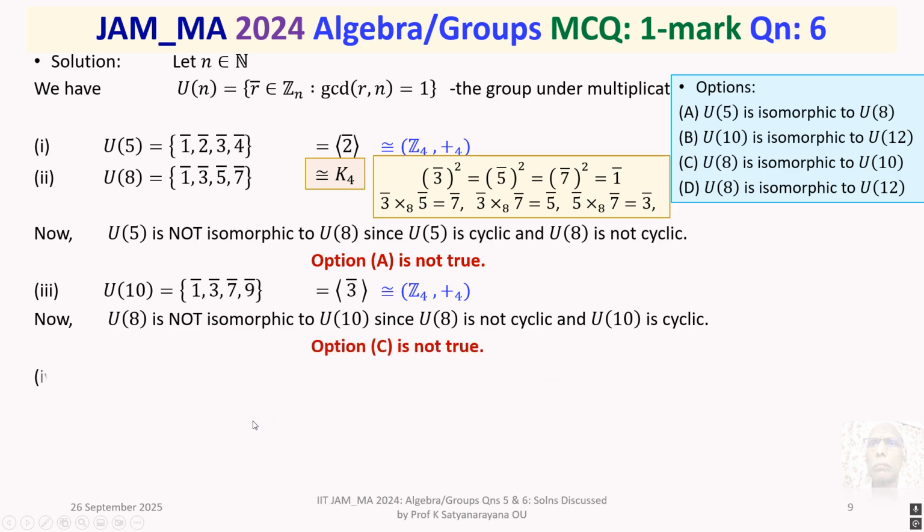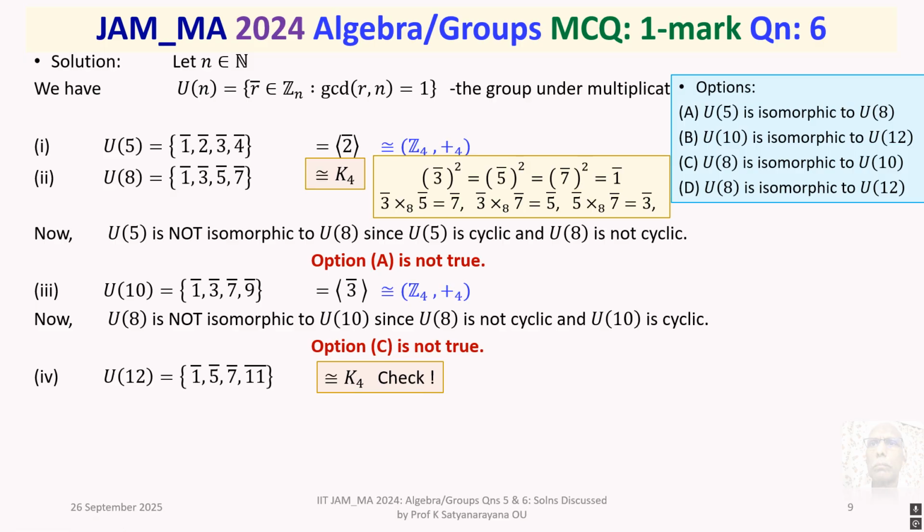Right, we move to U12. Now, elements which are relatively prime to 12 are 1 bar, 5 bar, 7 bar, 11 bar. And 5 square is 25 modulo 12, 1. 7 square, 49 modulo 12 is 1. 11 square is 121 modulo 12 is 1. 5 into 7, 35 modulo 12 is 11. 7 into 11 is 5, 5 into 11 is 7. Agreed. So it's just like this. It is isomorphic to K4.